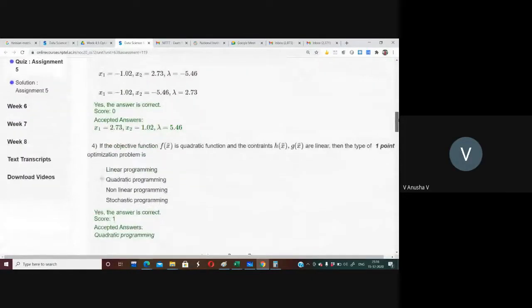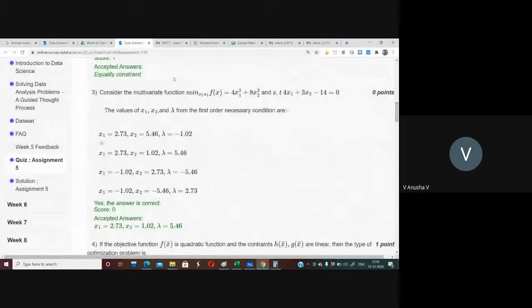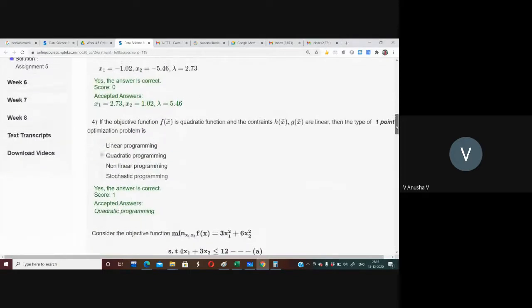So we have already seen till here, right? This particular thing, multivariant, the first order necessary condition. Next part is this one. So if the objective function f of x is a quadratic function and the constraints h of x and g of x are linear, the type of optimization problem will be quadratic programming. Okay, h of x is the equality constraint and g of x is the inequality constraint. That is what you have to remember.